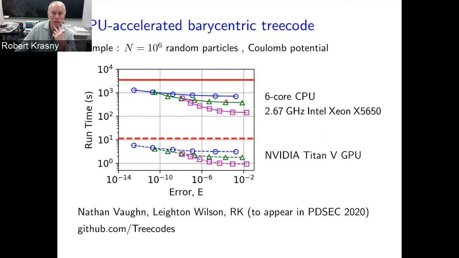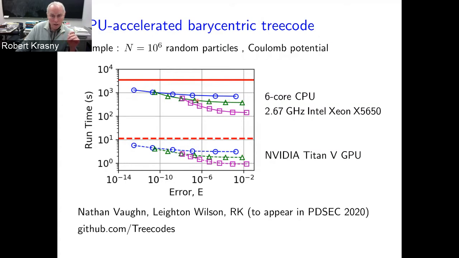The results on top here are for a 6-core CPU. And the results on the bottom here are for a single Titan V GPU. The line that goes across is direct summation. So that would be the cost of the O of n squared operation. On the CPU, it's up here. On the GPU, it's way down here. So the direct summation parallelizes very well on GPUs. And the dashed line is probably 200 or 300 times faster than the solid line over here.